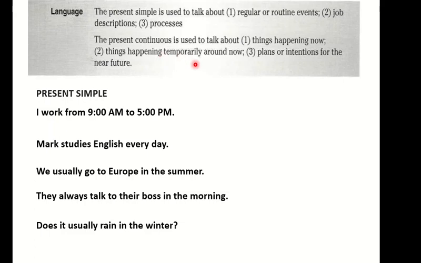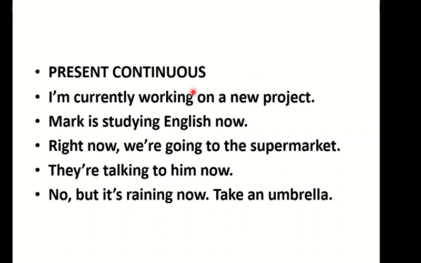Things happening temporarily around now, not necessary to be now, but around now, or for plans or intentions for the near future. Look at the examples here, present continuous tense. I am currently working on a new project. Not necessary to be now, not now exactly in this second, but in general, in these days, I am working on a new project. So we use am with ing.